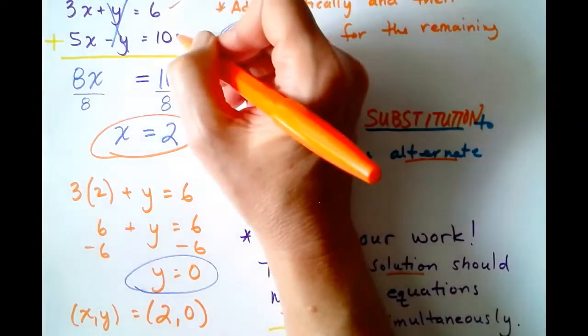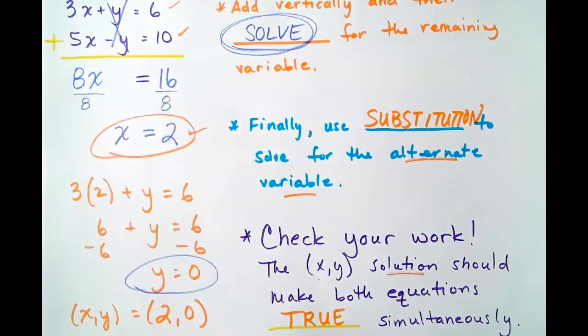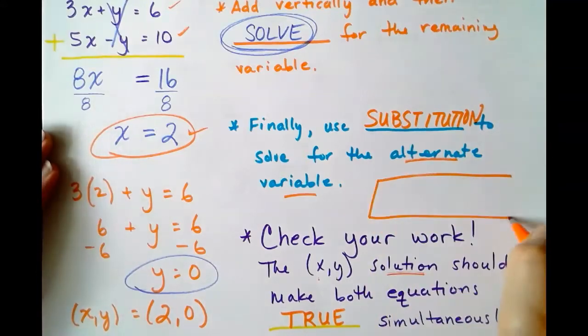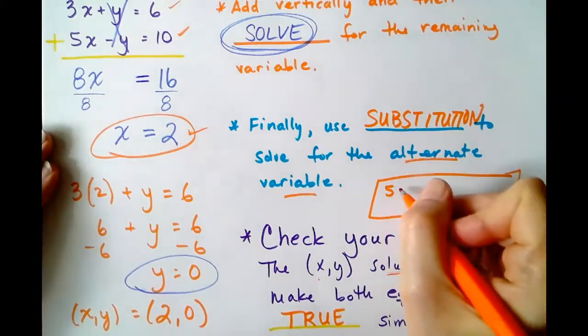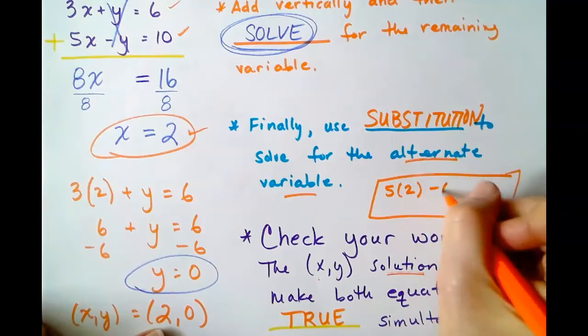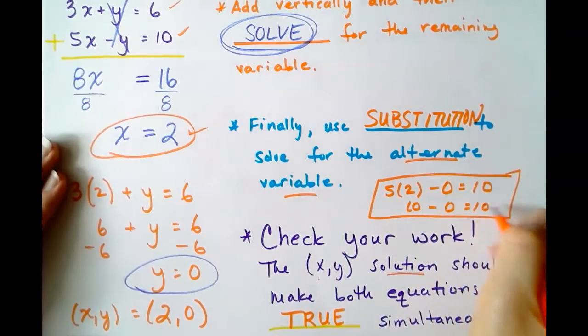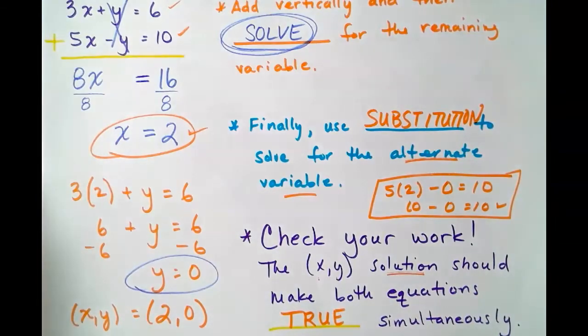We used the first one, so let's go to the second one. 5x minus y equals 10. Let's plug in this solution and see if it checks. We can squeeze that in right there in the checkbox. So 5 times x is 2, minus 0 equals 10. 10 minus 0 equals 10, so it checks.